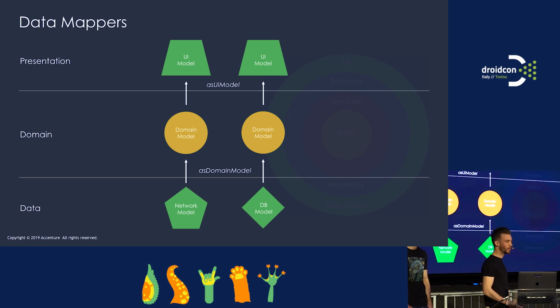So for data mappers, there are really a lot of approaches to implement them. One is just creating a simple class with a function, or in this case, as we are doing right now, we are using an extension function on the source model.